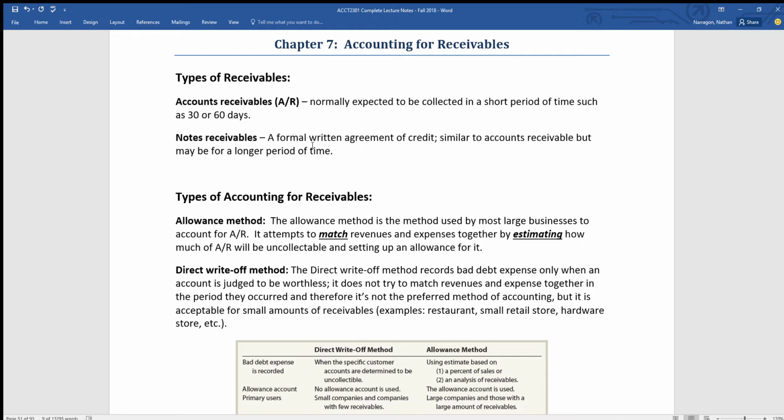Now, there are two methods when we deal with receivables, especially with accounts receivable. We have one that is known as the allowance method, and this one is actually used by a lot of big business. Here, they take what the revenues and expenses are, and they estimate how much of AR is going to be uncollectible. Now, the key thing is estimating, okay? And you're going to hear me say that quite a bit when we deal with the allowance method.